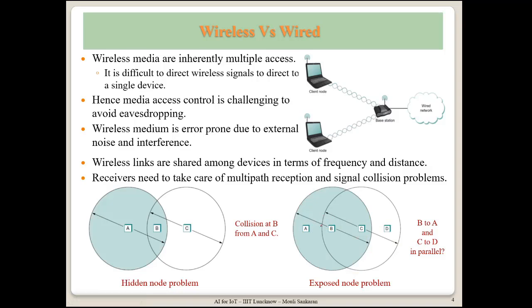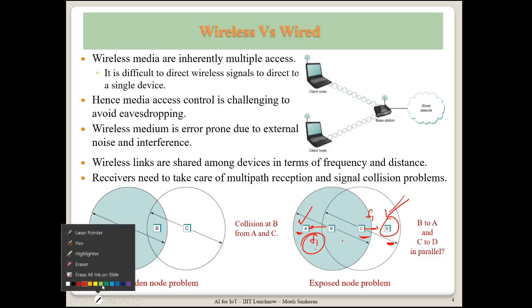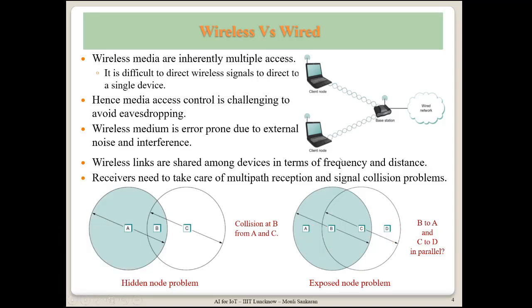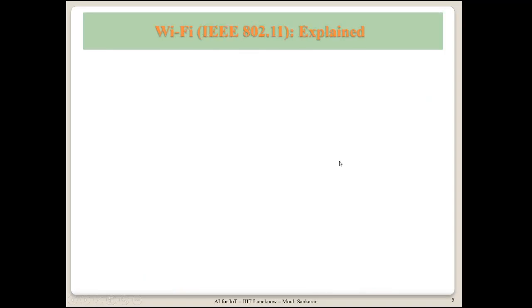B is transmitting to A in frequency F1, and it is received properly, no issues. Similarly, what C is transmitting in F1 is addressed to D, and it is received properly, because this transmission of B is not reaching D. Similarly, this transmission of C does not reach A. So on the receiving end, they are not collided. I hope this is clear. These two things may be useful, so I thought I would let you know.